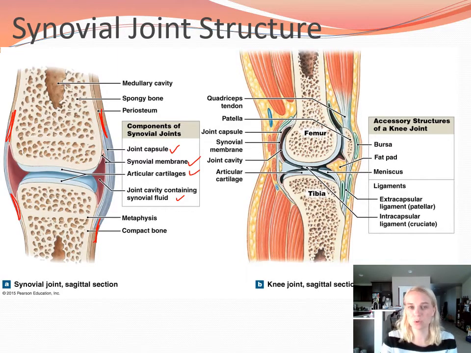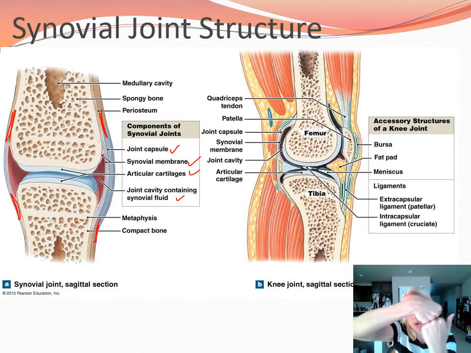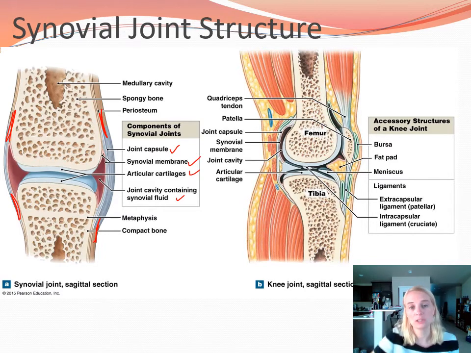So it's nice and smooth. It's got that nice smooth matrix. And so those surfaces are not going to be bone on bone. It's going to have the liquid, and it's going to have the cartilage in there, making the movement nice and smooth. So those are the four components of a synovial joint: capsule, lined by a membrane, articular cartilage, and a space filled with fluid. So those are the four things all synovial joints are going to have.